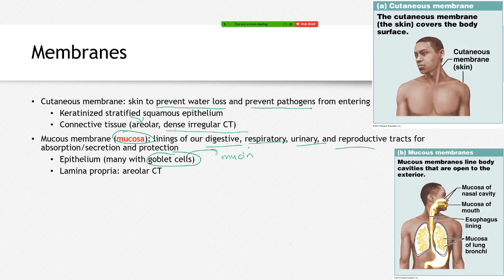And underneath this epithelium, we just said that most of the time areolar connective tissue is going to be associated with it. So it's going to have areolar connective tissue underneath it, and that is called the lamina propria. And underneath this is going to be a smooth muscle layer called the muscularis mucosae. Muscularis because it's made out of smooth muscle. Mucosae because it's part of the mucosa.